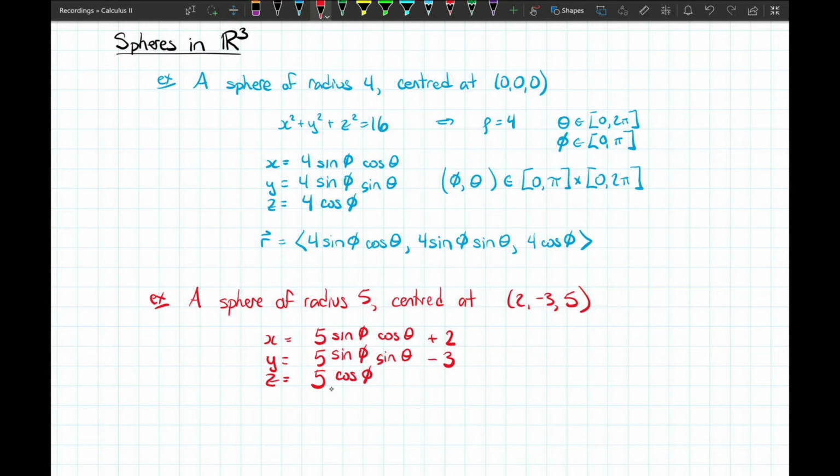And we're going to take all of our z components and shift those by 5. So it's fairly intuitive. We're just simply making every one of our original points x, y, z a new point by adding or subtracting a value from the three components.